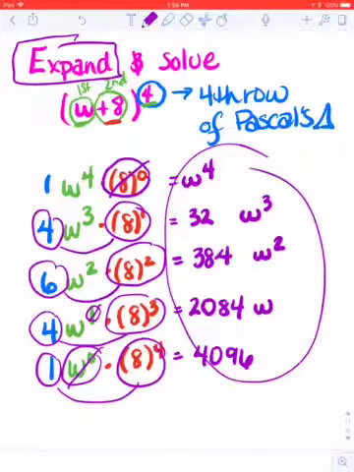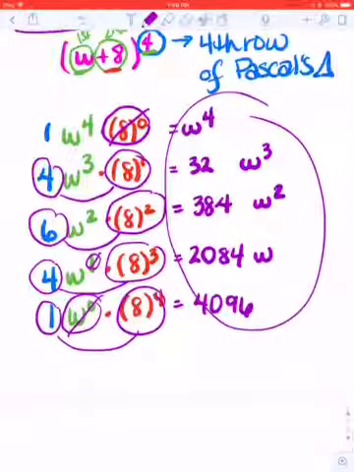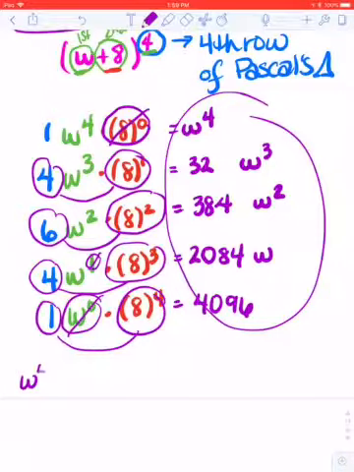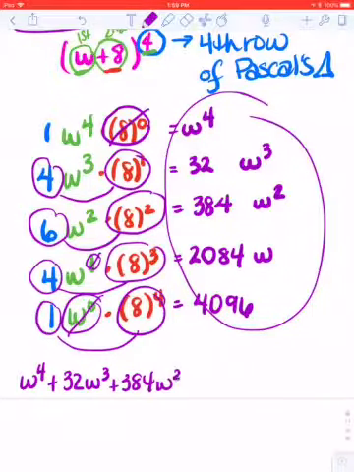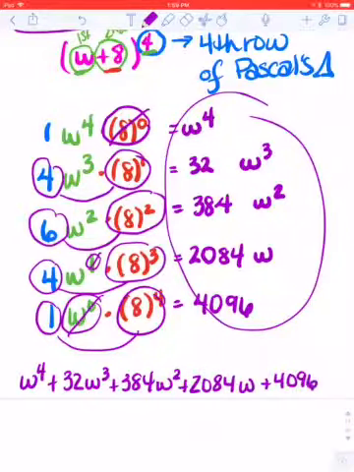Now, if they're asking me to expand, I need to take that and be able to write all of these terms together, separated by addition signs. So it should be w to the fourth plus 32 w to the third plus 384 w squared plus 2,084 w plus 4,096.